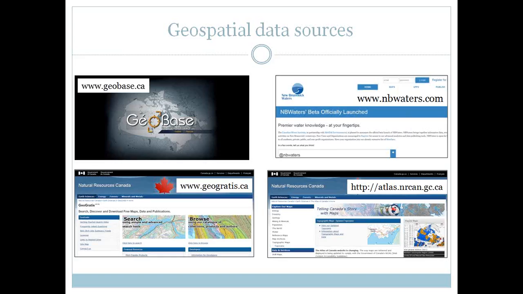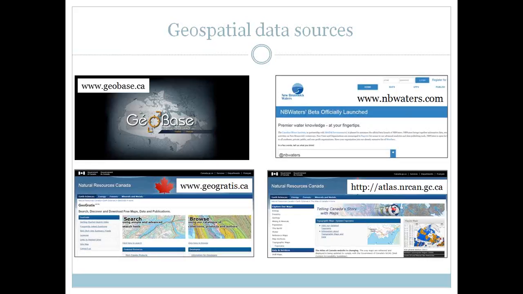We also have different data sources. I've just pulled off a few. These are all data sources with openly accessible data. So there's the GeoBase site, which contains things like the National Hydrological Network. It contains a land cover layer and various other kinds of watershed characteristic layers.